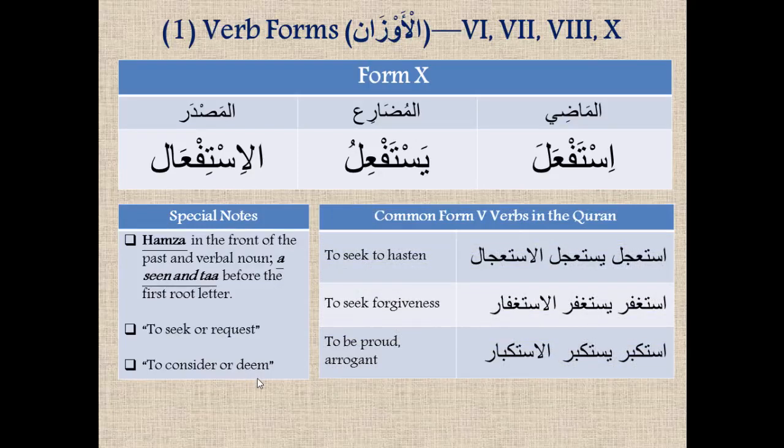Some examples of form 10 verbs found in the Quran. Ista'jala yasta'jilu al-isti'jal, which means to seek, to hasten. The form 1 verb means to hasten. Put in form 10, ista'jala means to seek, to hasten. Istaghfara yastaghfiru al-istighfar, a very common verb, which means to seek forgiveness. And then we have istakbara yastakbiru al-istikbar, to be proud or to be arrogant.